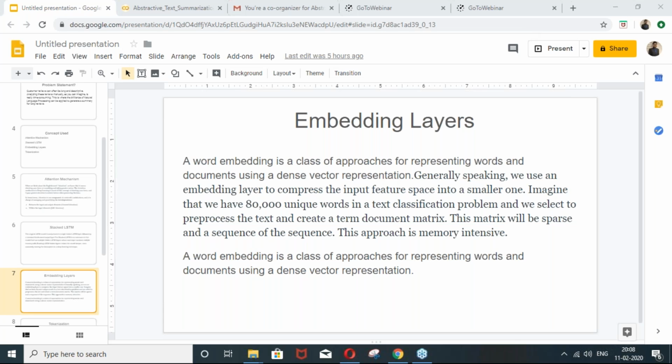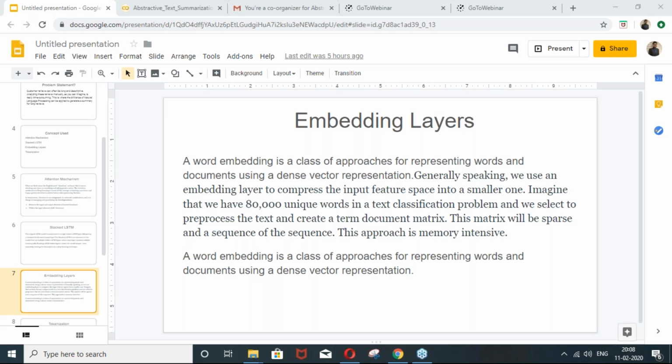Word embedding is basically representing a word or document using a dense vector representation. Why are we doing that? We have the input feature, and we can't have a vector for 8,000 unique words in a text classification problem. We can't use a one hot vector, because this approach will take more memory. So to cope with that, we have embedding here.